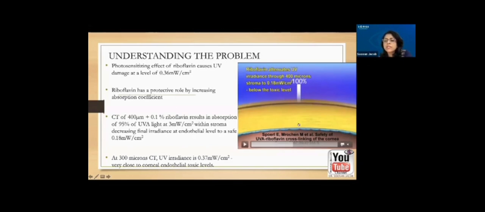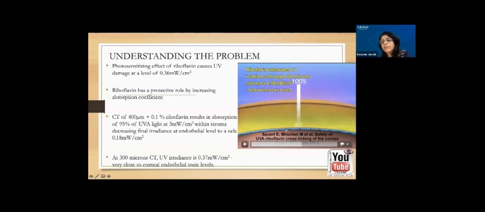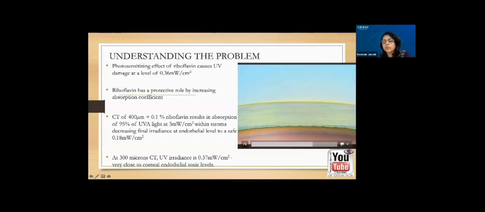And that's the reason I said that 400 microns is important, because riboflavin saturated stroma of 400 microns is what brings down the ultraviolet light to a safe level at the level of the endothelium. So if you start off with 100% UV here, to bring it down to 6%, you need about 400 microns of riboflavin saturated stroma. And that brings it down to about 0.18, which is below the toxic level. And you can see this example when it goes to about 300 microns.